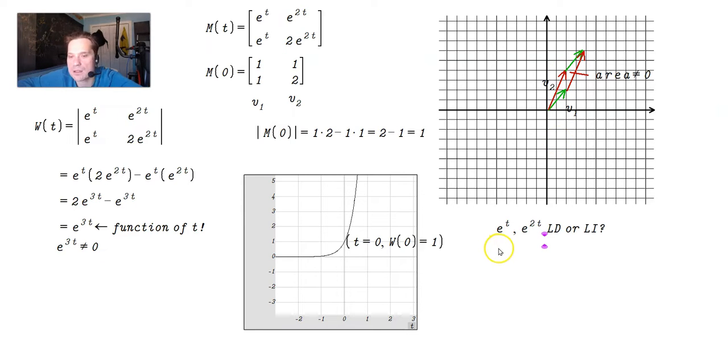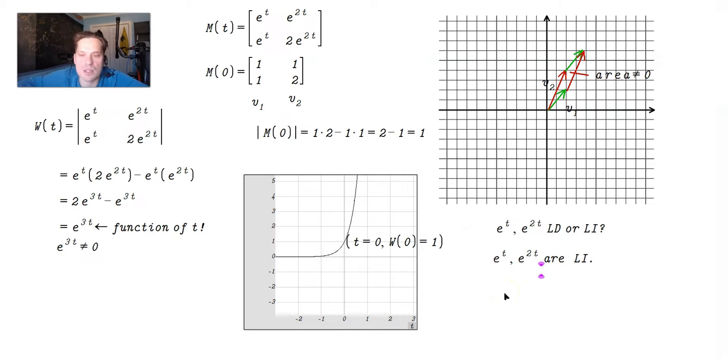Okay, so it's important to understand. They're pointing in different directions. They're not linearly dependent at t equals 0. Because overall, as you can see from this graph, as t, say, increases towards positive infinity, this kind of goes up forever. That means the area is never equal to 0. If the area is never equal to 0, the only way that can happen is if e to the t and then e to the 2t are linearly independent this way, okay?